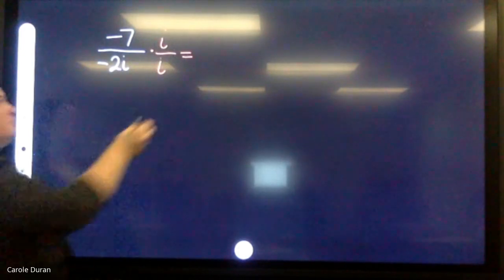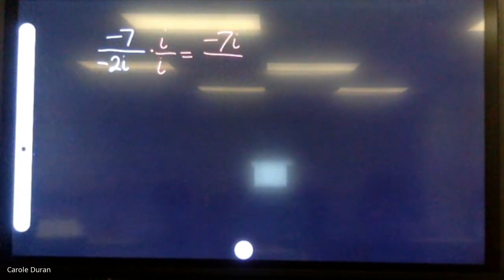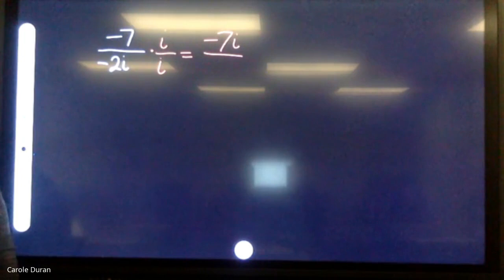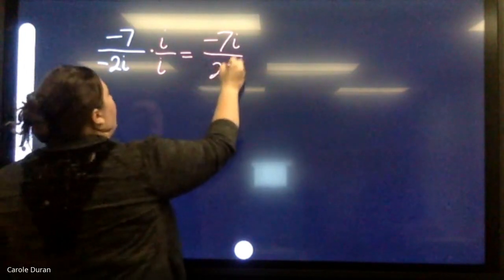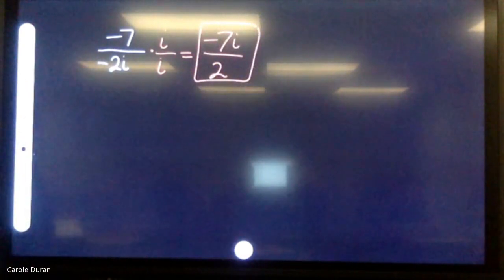When I do that, what's negative 7 times i? What's negative 2i times i? Negative 2i squared, which becomes what? Positive 2, because i squared is negative 1. Negative 2 times a negative 1 is positive 2. And then I'm done, because there's nothing that I can reduce out of negative 7 and 2.